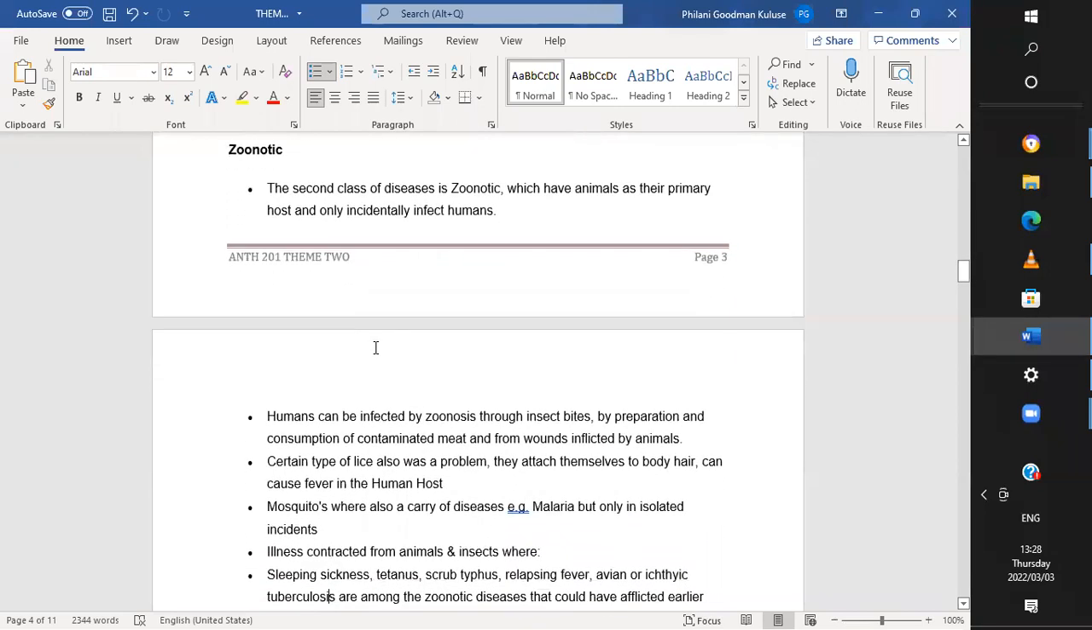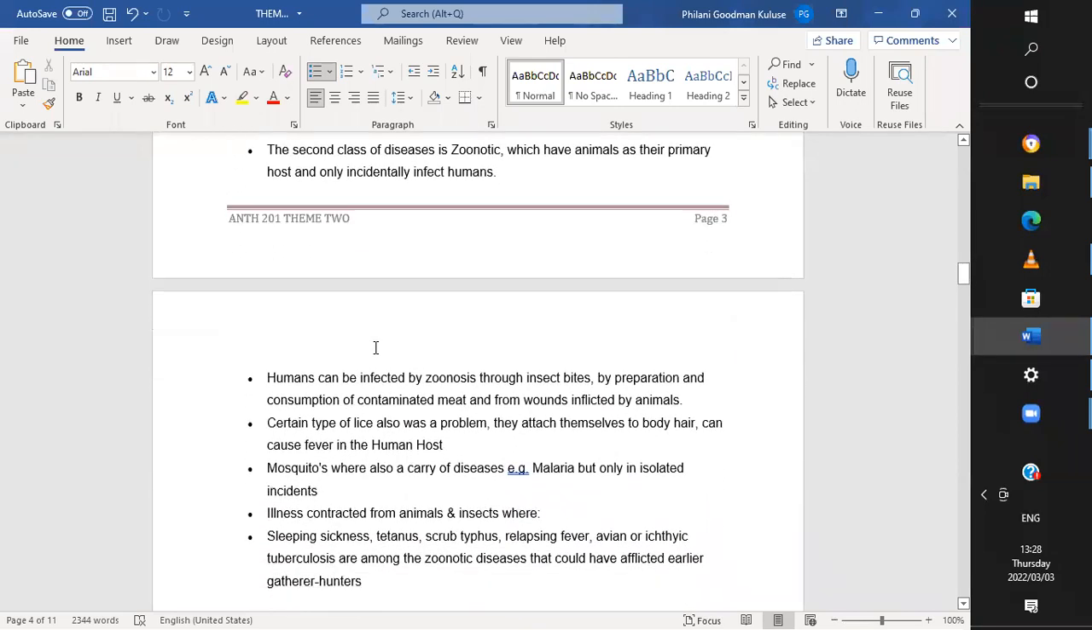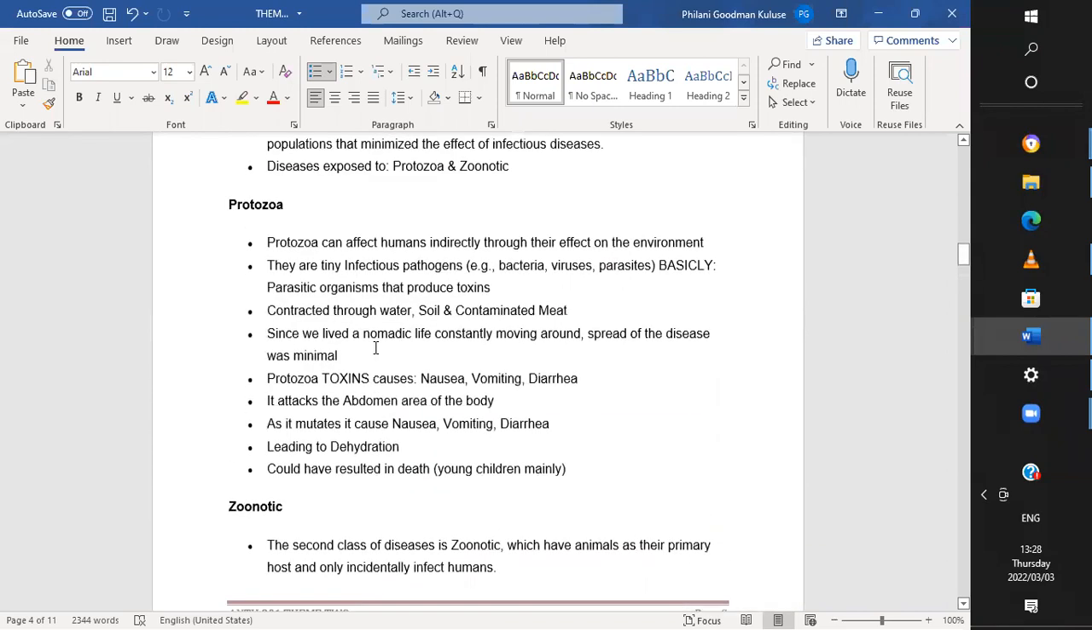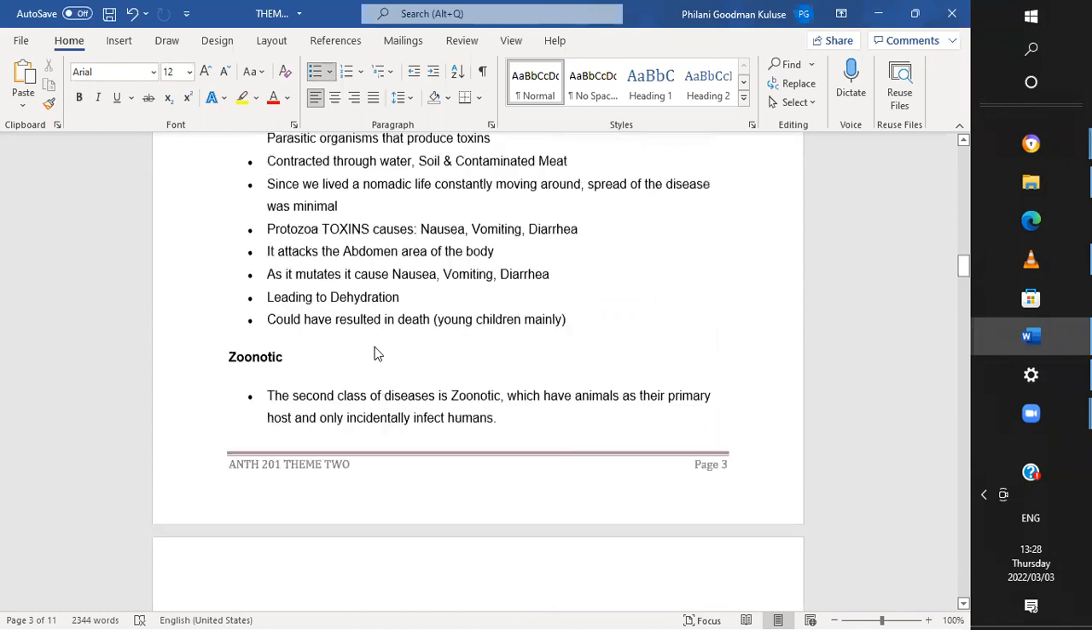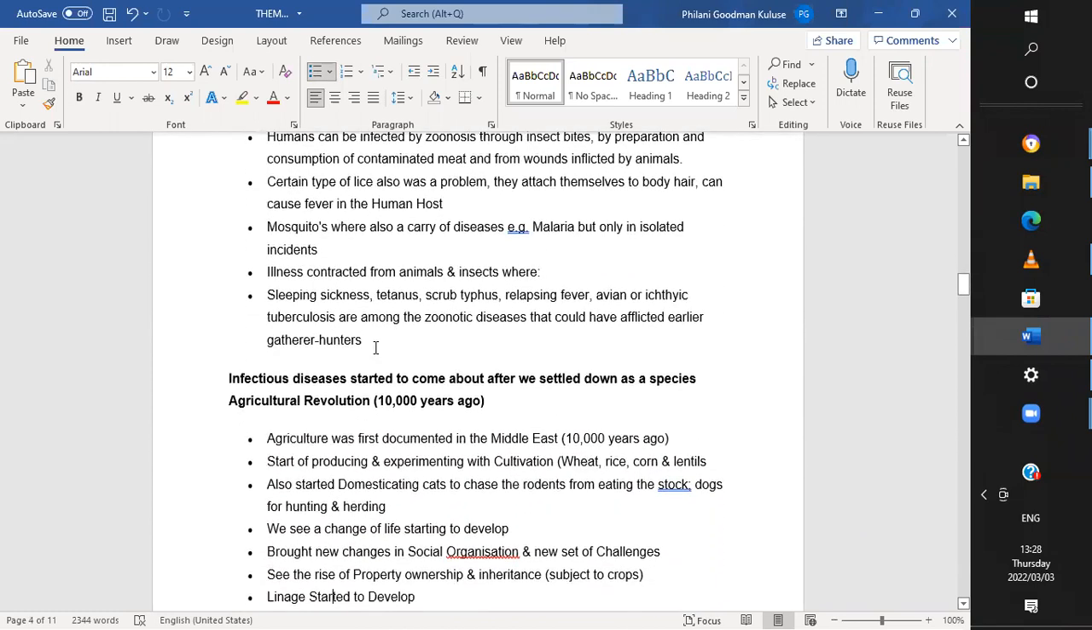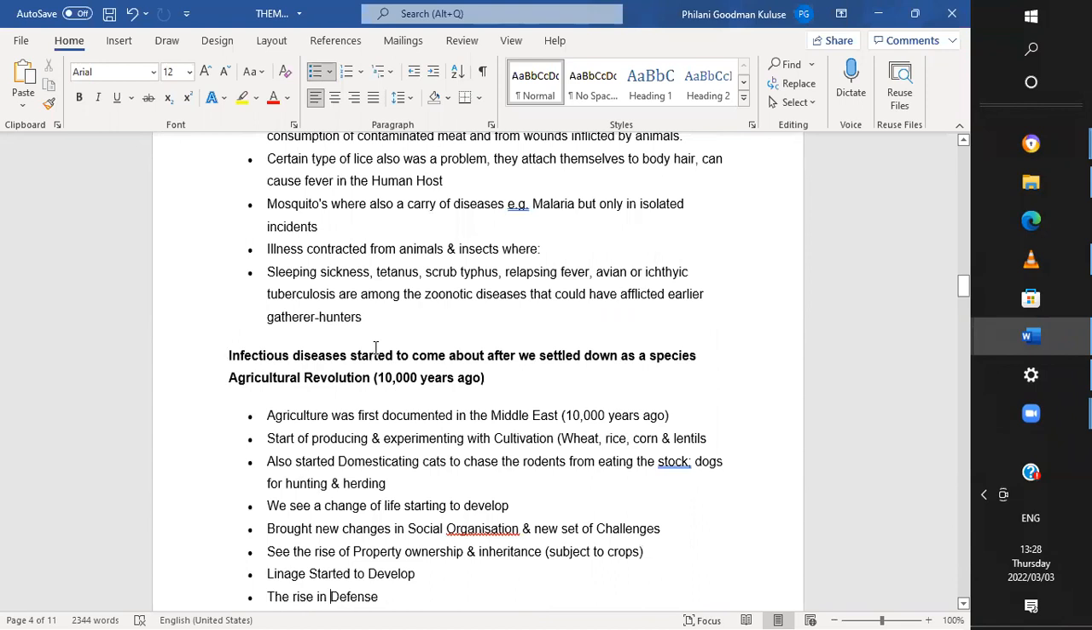Okay, because zoonotic is the second class of diseases. Just understand that it is the second class of diseases and the protozoa forms the first class. For example, illness contracted from animals and insects, where sleeping sickness, tetanus, scrub typhus, relapsing fever, tuberculosis and others are parts of zoonotic diseases that afflicted earlier hunter and gatherer societies. These are all parts of the zoonotic.